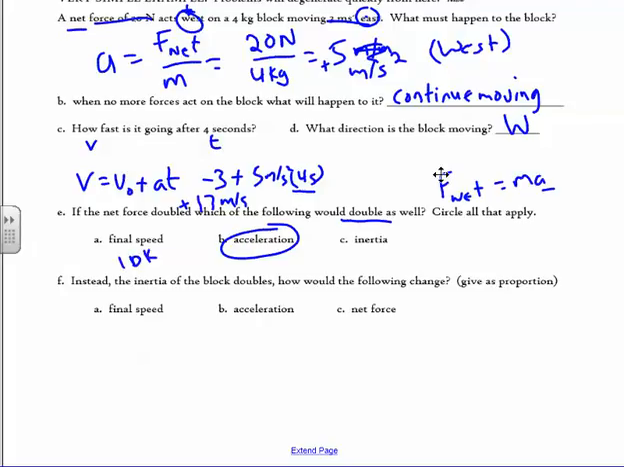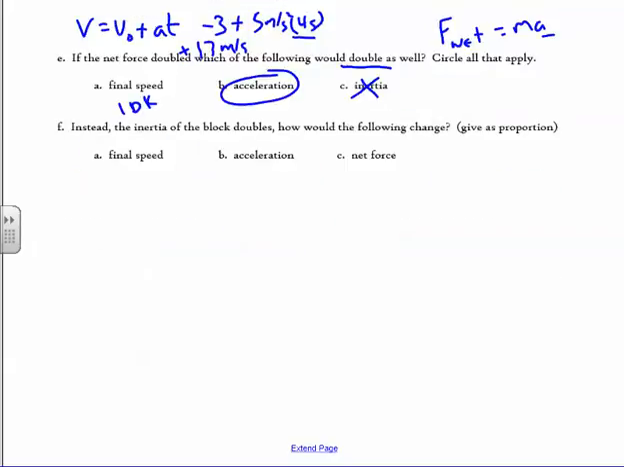We have no idea if the final speed is going to be double or triple, because that depends on how much time the force acts. How about inertia? M is inertia. Is that going to double? And the answer, hopefully you realize, is no. The force does not affect mass. They're related in a way, but one does not affect the other. Okay. Instead, the inertia of the block doubles.